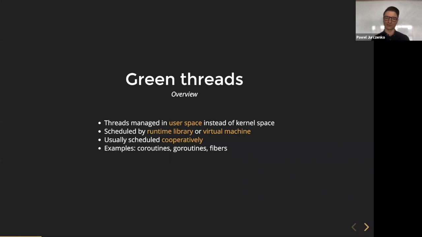Examples of green threads you could have heard of are coroutines, which we have implemented in Kotlin, goroutines, which we have in Go, and fibers, which have many different implementations in many different languages, and we'll get to fibers later.